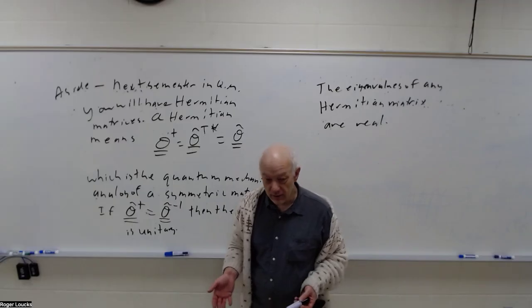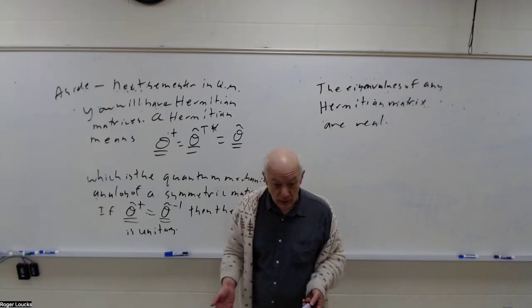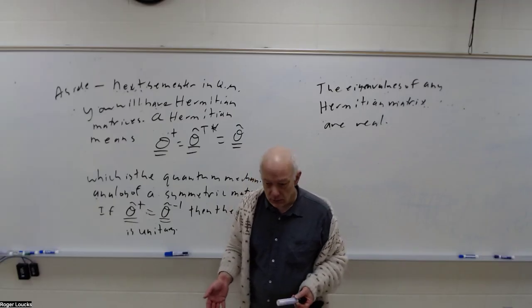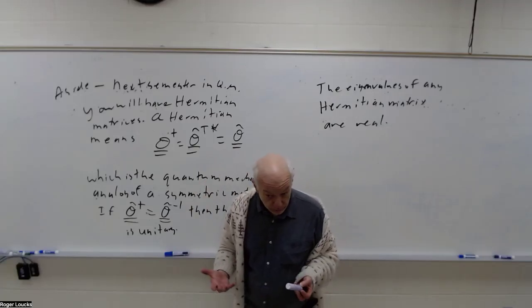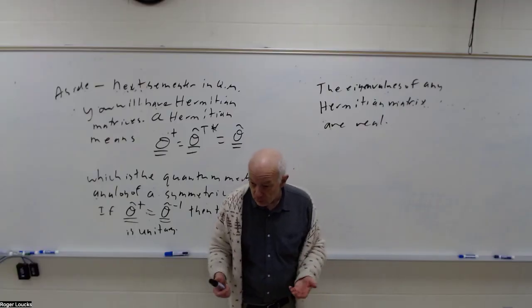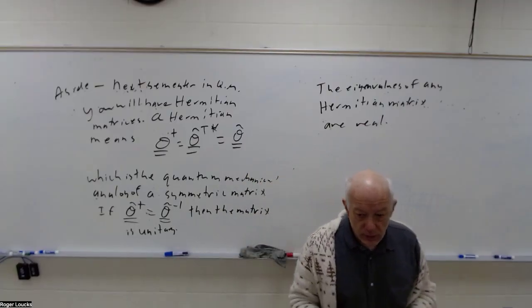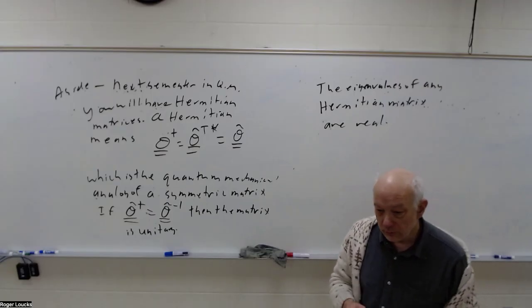The eigenvalues are basically your measured quantities. And when you measure something, do you ever get an i? No, that usually doesn't happen. It's imaginary, that doesn't happen. You always get a real number. Since the eigenvalues are what you measure here, they have to be real. What's the proof of that?